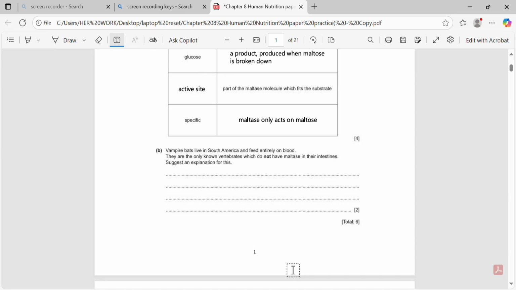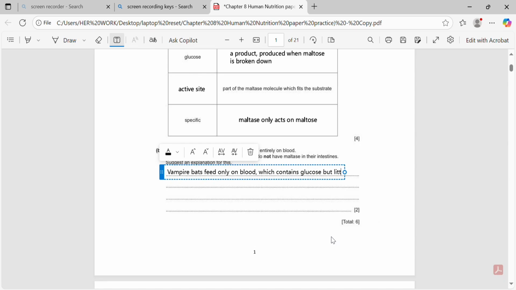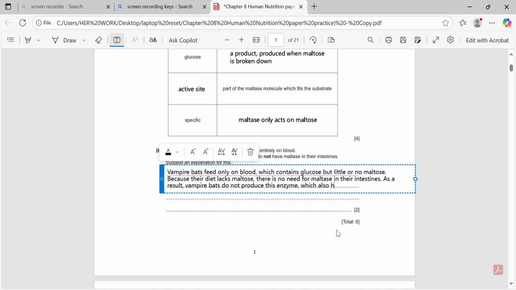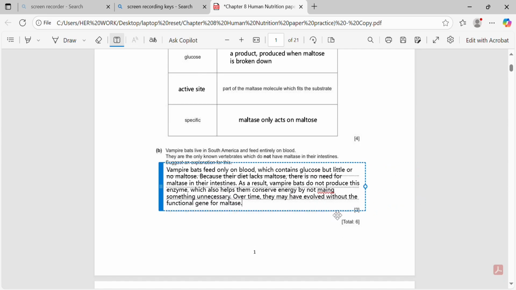Since maltase breaks down maltose, and maltose usually comes from carbohydrates like starch, we should ask, is maltose present in blood? And if not, would the bat even need this enzyme? So, we will write, vampire bats feed only on blood, which contains glucose but little or no maltose. Because their diet lacks maltose, there is no need for maltase in their intestines. As a result, vampire bats do not produce this enzyme, which also helps them conserve energy by not making something unnecessary. Over time, they may have evolved without the functional gene for maltase.